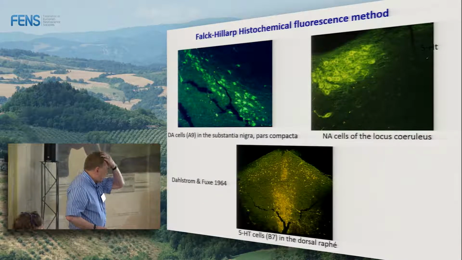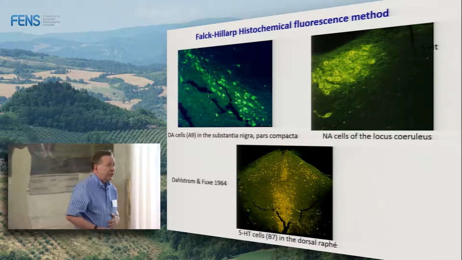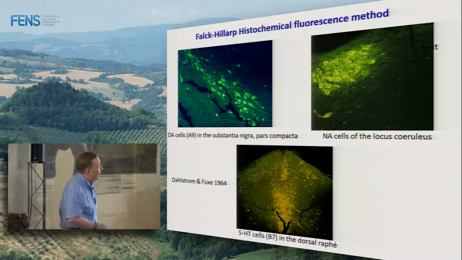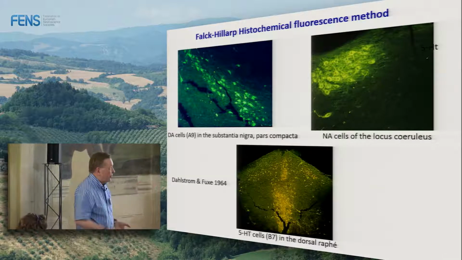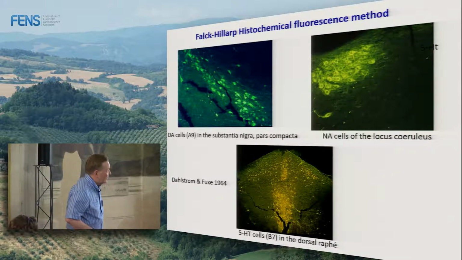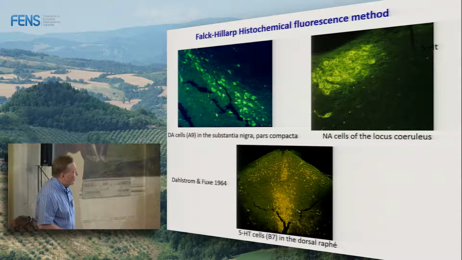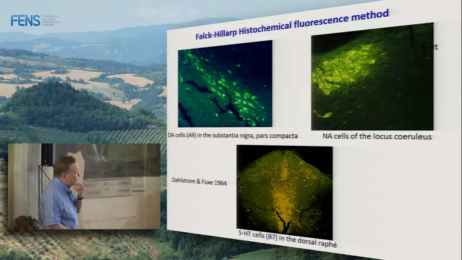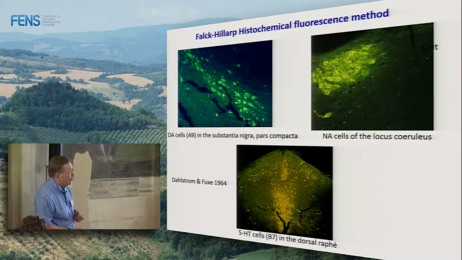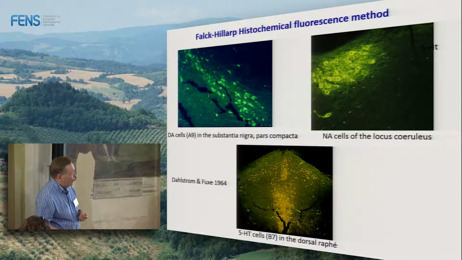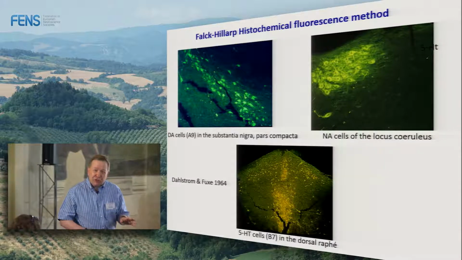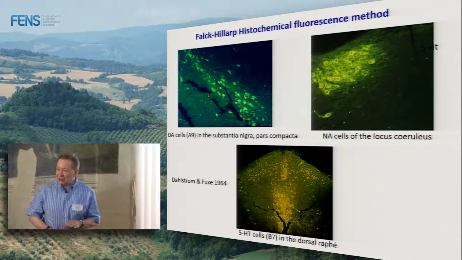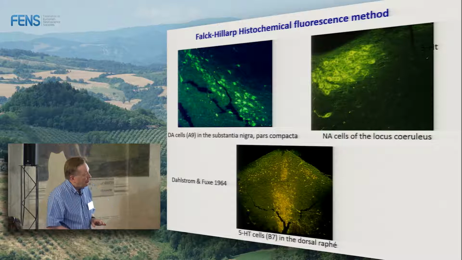And they were originally discovered using histochemical fluorescence methods, which of course have now evolved much more. There's many ways now of studying the anatomy of these systems, but this is the classic work of Falck-Hillarp and a range of other Scandinavian investigators. Dopamine cells in the nigra, noradrenaline cells in the locus coeruleus, and 5-HT cells in the dorsal raphe. You see different shades of green and yellow, so quite tricky sometimes to discern for the non-expert.